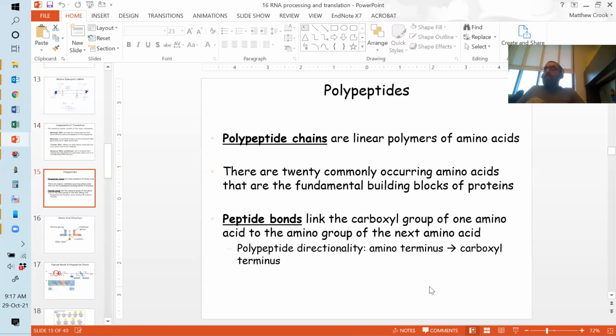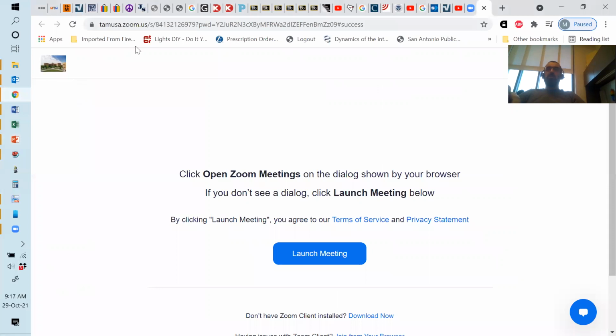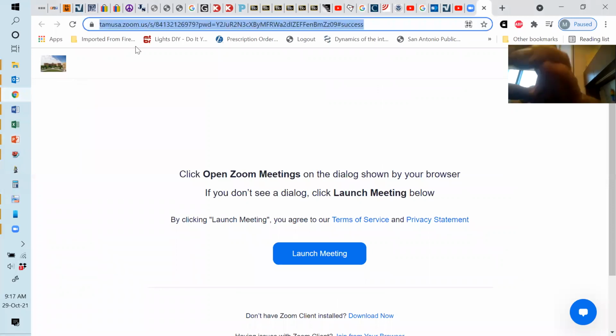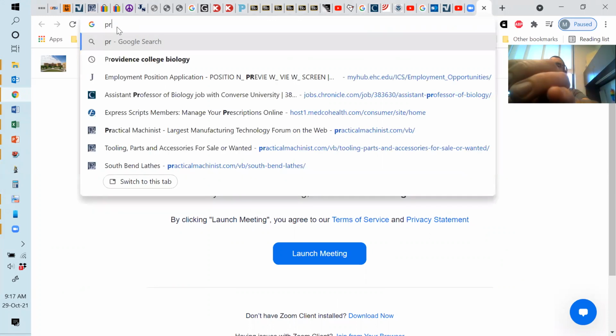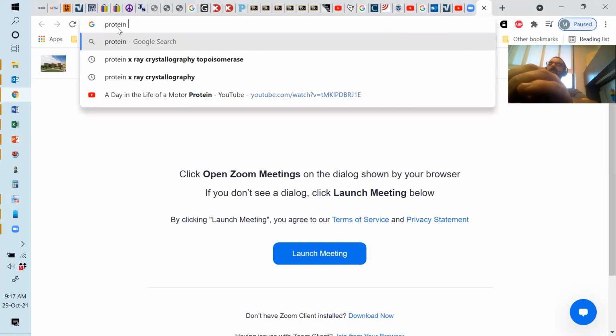And so basically proteins are linear, well, let's see if I can find a picture rather than just using words. Oh, if I can spell. What do I want? I want day in life of a motor protein. Funny the things that come up in my Google auto suggest. If you're a molecular biology nerd like me, it's actually a pretty cool film. You can go watch it sometime.